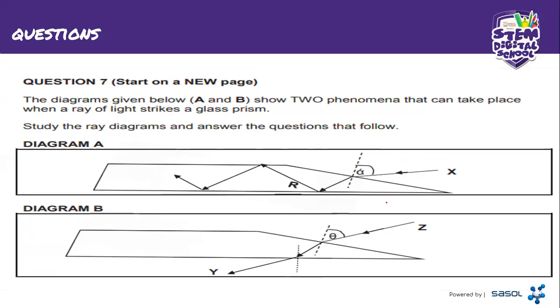Here I have diagram A. I see there is a light ray coming in. So this is the incident ray, right? And then they've shown me my normal. Remember, the normal must be perpendicular to the surface, so it is perpendicular. So this angle then, between the normal and the incident ray, we call it the angle of incidence.